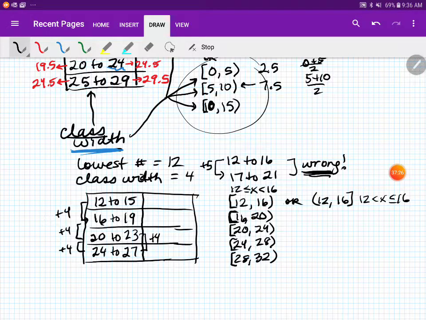So it's up to you. I would suggest if you make your own, don't make gaps. So this would be suggested, because if you don't make gaps, then when you do the mid-interval, you can just average them and you're fine. And you don't have strange situations.